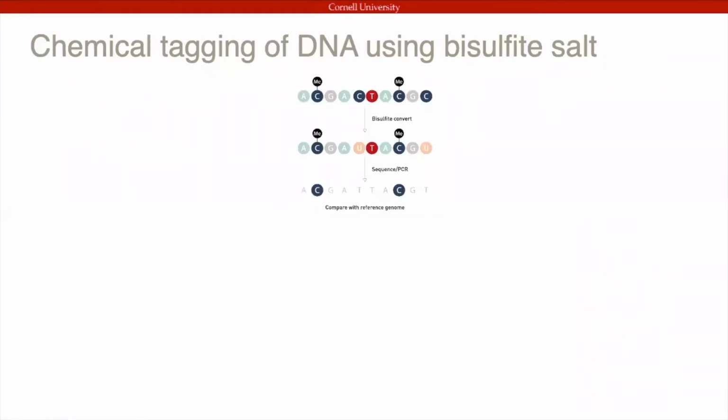For the practical implementation of cfSeq, we are using chemical tagging of DNA using bisulfite salt. So bisulfite salt converts unmethylated cytosines to uracils. And then in subsequent DNA synthesis steps that are part of the library preparation protocol, these are eventually converted into thymines. And so any contaminant DNA that's introduced after we do the chemical tagging can be identified by the lack of cytosine conversion.